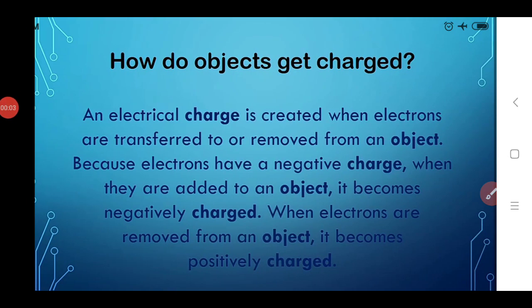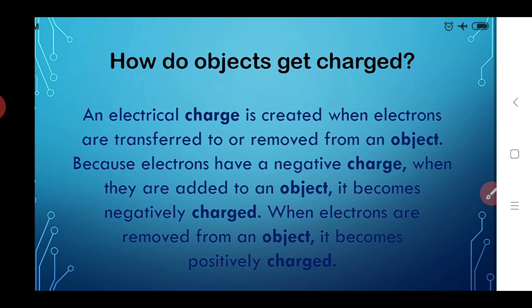So here, how do objects get charged? See the answer for this question. This question will be asked in your textbook: how will these objects get charged? An electrical charge is created when electrons are transferred to or removed from an object.